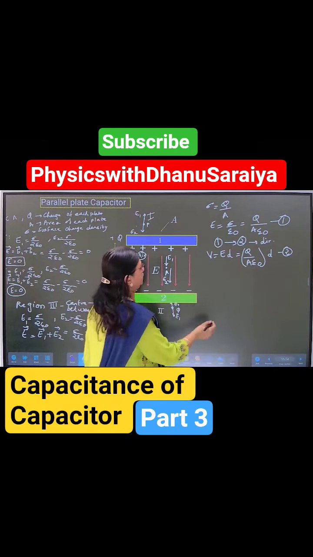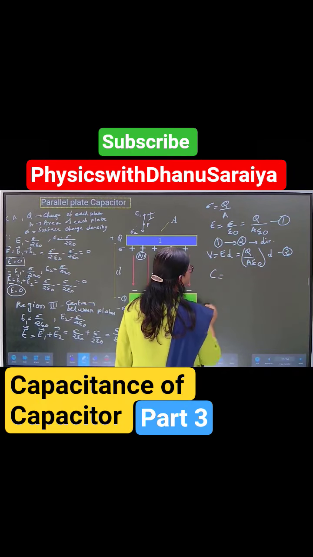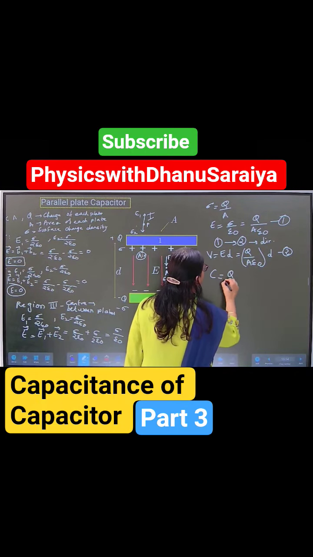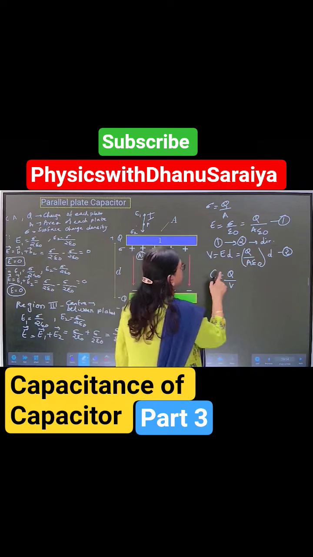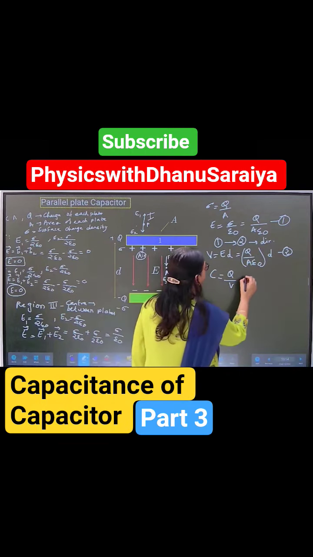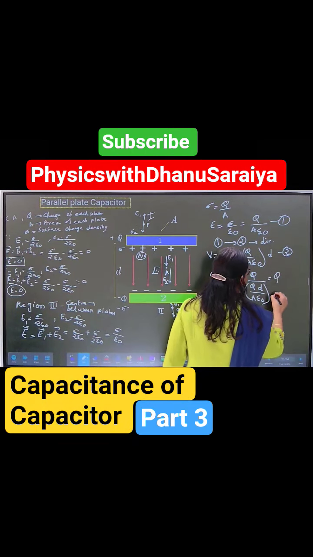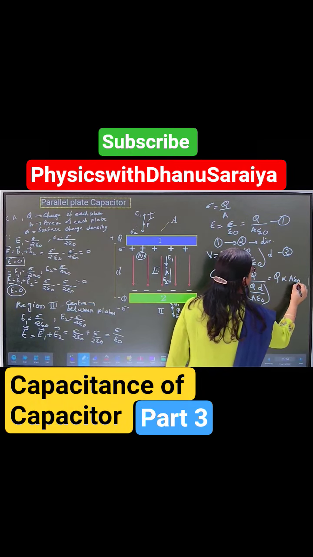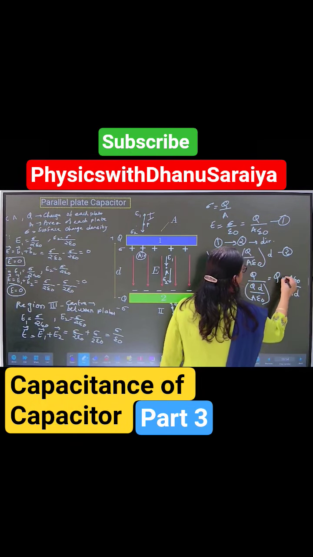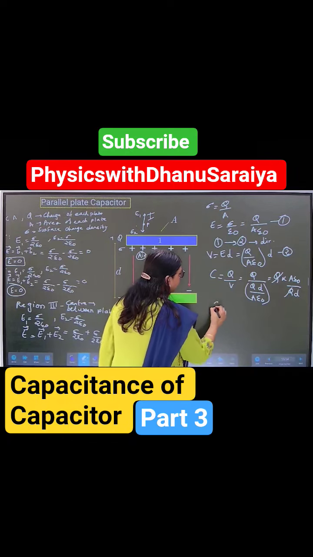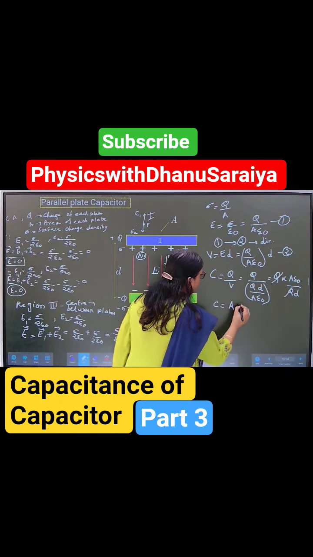Now in the previous page we have learned the formula of the capacitance, C is equal to Q upon V. Substituting equation 2 in the denominator, we write its reciprocal, Q multiplied by A epsilon naught by QD, where Q cancels, and we get capacitance C is equal to A epsilon naught upon D.